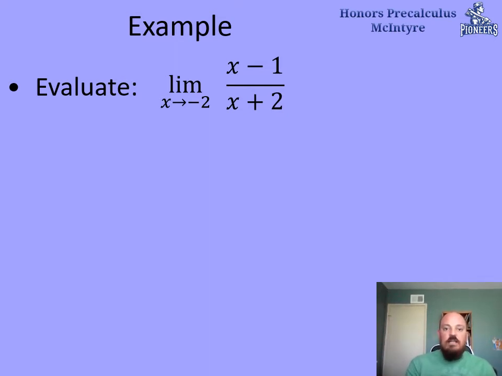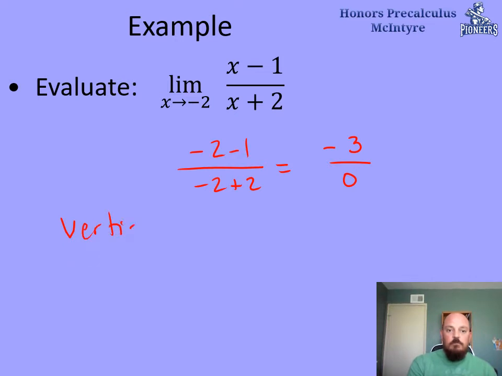So if I do that, I'm basically going to have negative 2 minus 1 over negative 2 plus 2. Now on top, negative 2 minus 1 is negative 3, and on bottom, negative 2 plus 2 is 0. So we got the constant over 0. What that means, what I'm thinking to myself, visually, is I found a vertical asymptote.